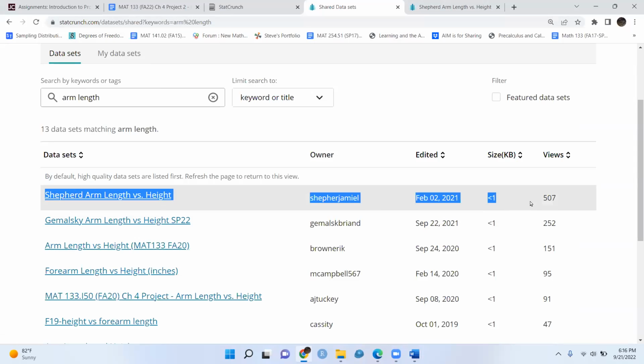Shepherd arm length versus height, is that what we're doing? That's the one. It should be the very first one because it has the most views. Data sets. Arm length. Oh, okay.